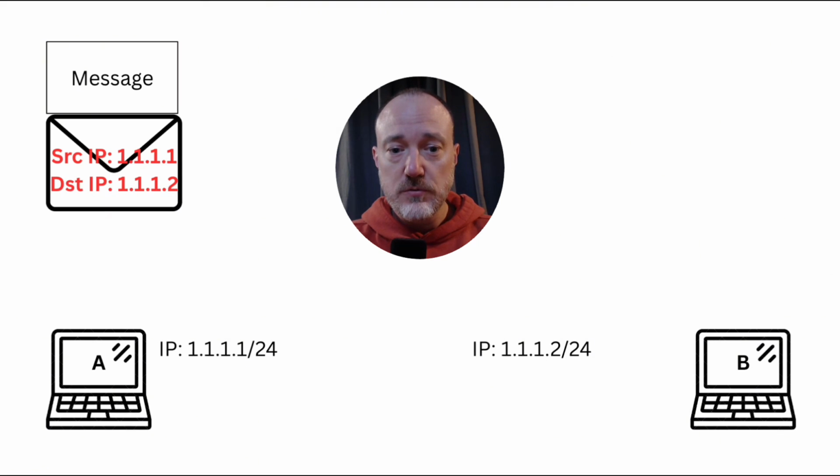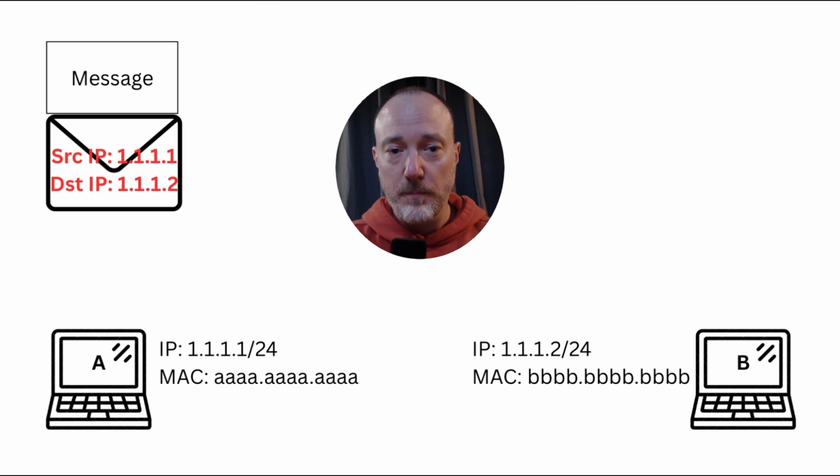So at layer 2, we need addressing here. Well, this is Ethernet, so we're going to be using MAC addresses. So we need to know the MAC address of the source and destination. So the MAC address for PCA is just going to be all A's. I'm not going to read off 12 A's and just make it simple. And the MAC address for PCB is just going to be all B's.